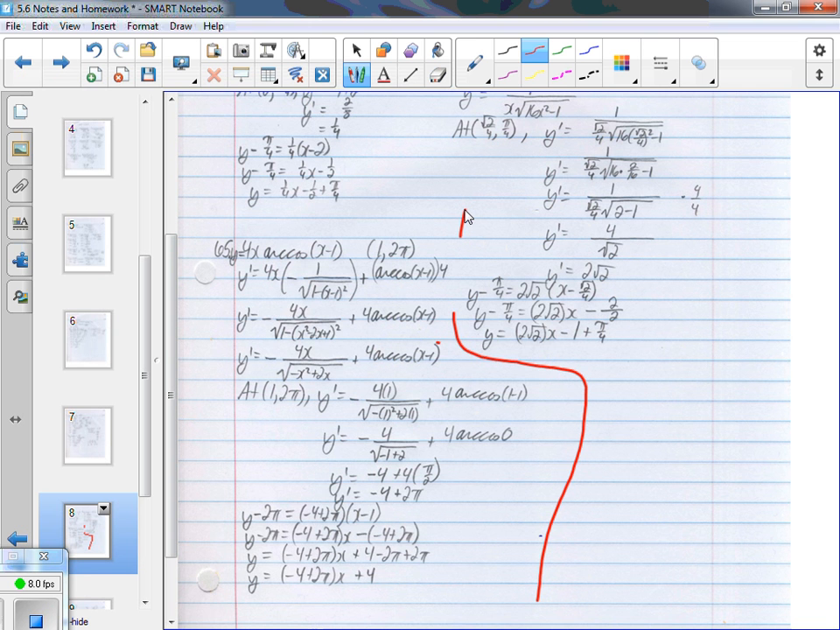Now, be careful with that arc cosine. So when I make the arc cosine of x minus 1 into the arc cosine of 1 minus 1, that's 0. And then the arc cosine of 0 is pi over 2. Yes? Yeah, if you don't know how to simplify it, you can substitute in. So, everybody able to follow me down to y prime equals negative 4 plus 2 pi?